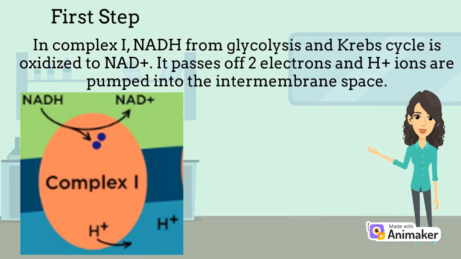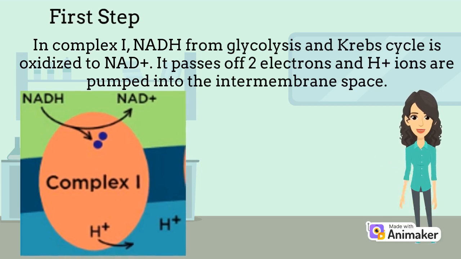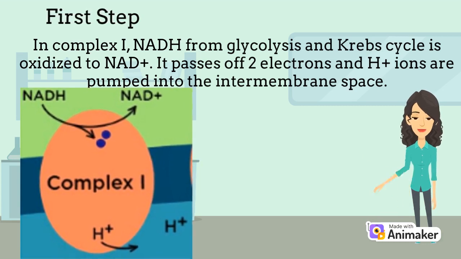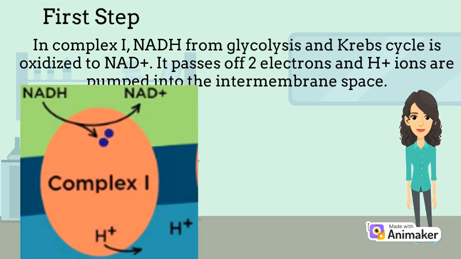In complex 1, NADH from glycolysis and the Krebs cycle is oxidized to NAD+. It passes off 2 electrons and hydrogen ions (H+) are pumped into the intermembrane space.